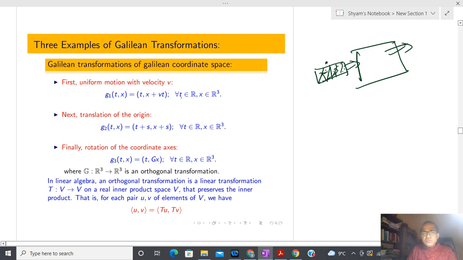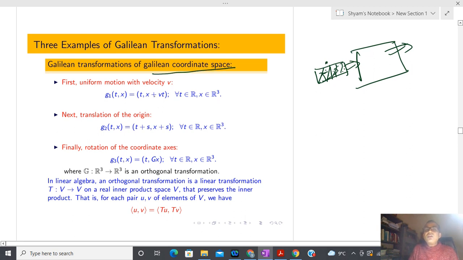Now I am trying to understand what kind of transformation applies whenever some object is moving in some kind of space, and that is the space you are going to consider. Now I am going to restrict my space to where the origin is fixed. So that I am calling a Galilean coordinate space.